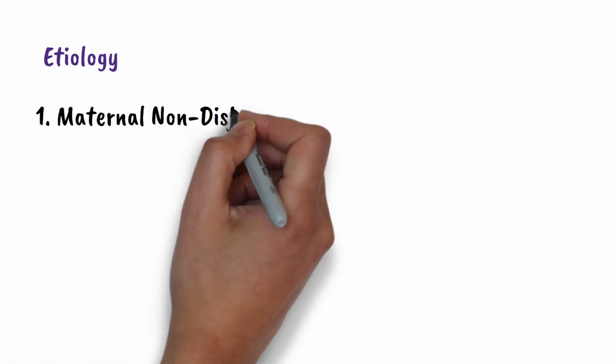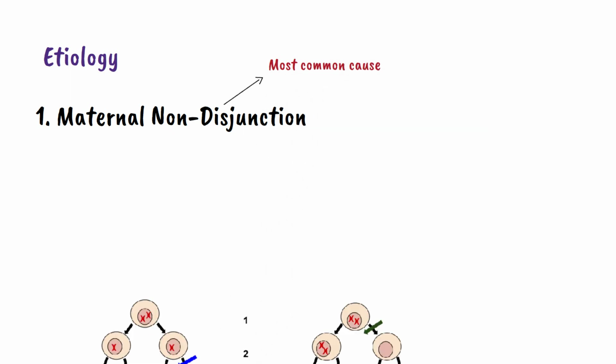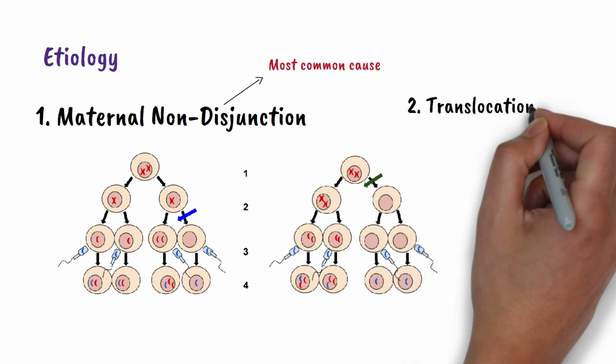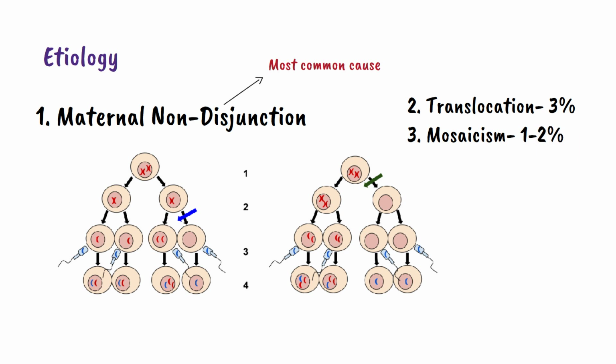Trisomy 21 or Down syndrome is mostly caused by maternal non-disjunction. This is basically when the chromosomes are not split properly. So some cells will have an extra chromosome and other cells will lack chromosomes. And when the sperm fertilizes the cell that has an extra chromosome, it will produce a zygote with 3 copies of the chromosome. Other than this, 3% of Down syndrome is due to translocation, and 1 to 2% of the cases are due to mosaicism.